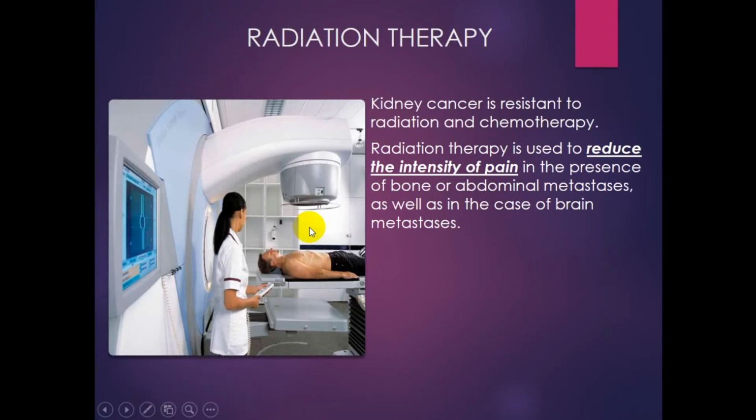The next part of our lecture is therapy, of course. Radiation therapy. Kidney cancer is resistant to radiation and chemotherapy in most of the cases, but radiation therapy is used to reduce the intensity of pain. If a person has a large tumor, has many complications and side effects, so radiation can help. In the presence of bone or abdominal metastasis too, as well as in the case of brain metastasis.